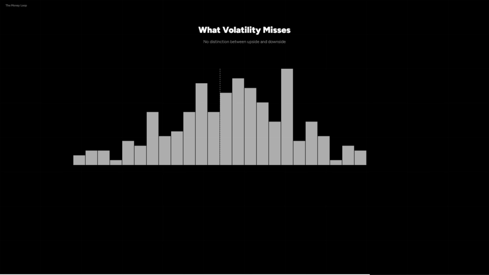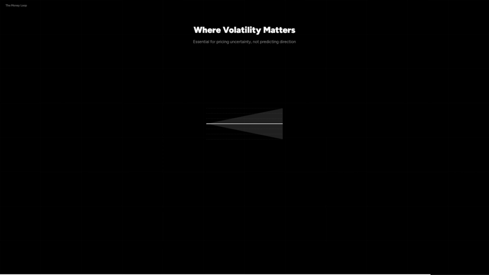Despite all of this, however, volatility remains one of the most important quantities in quantitative finance. It plays a central role in option pricing models where it directly influences the value of uncertainty. It's also used in portfolio construction and risk models, where it helps quantify how much an asset's return can vary over time. But in all of these cases, volatility is just one input among many, not a complete definition of risk.